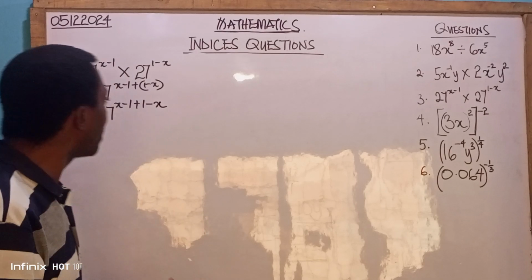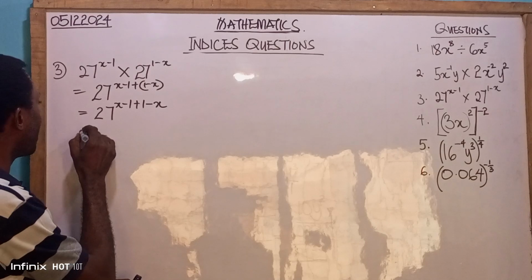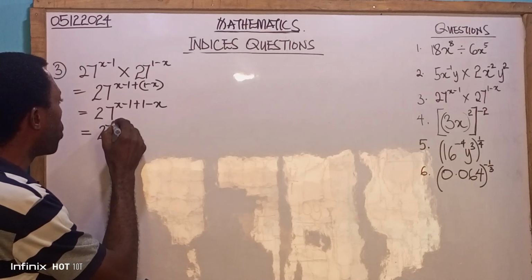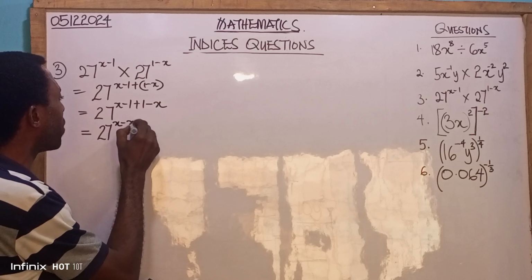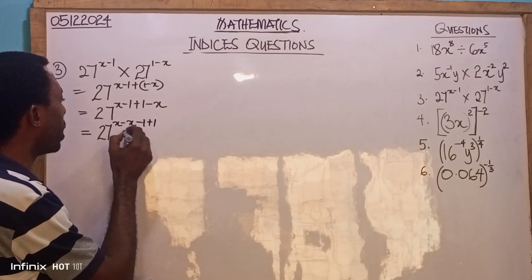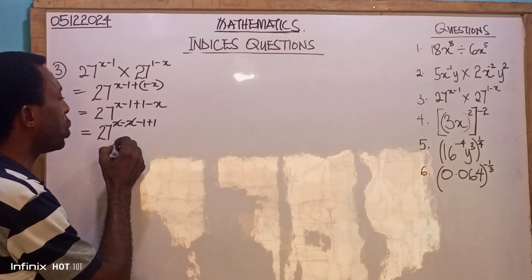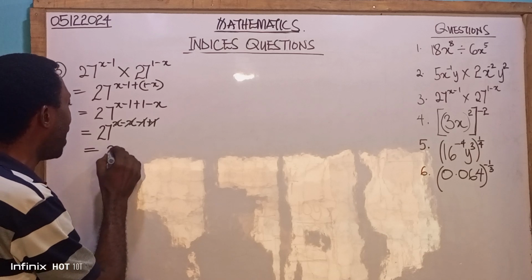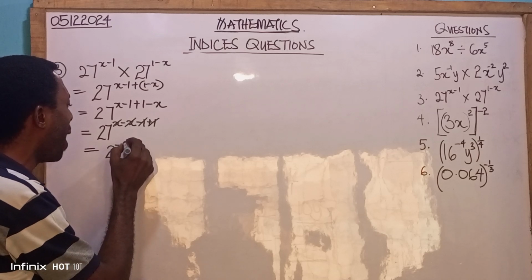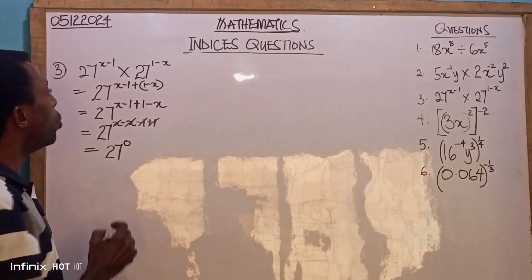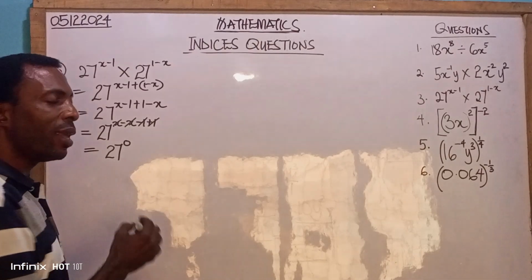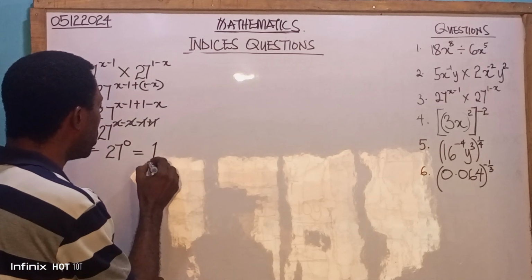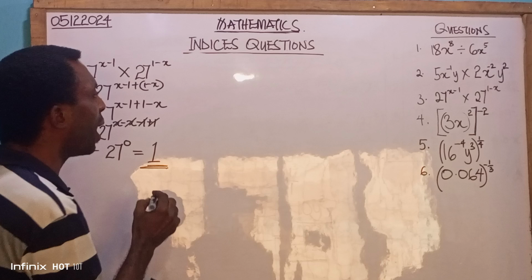Are we getting it now? If you look at it very well, we collect the like terms: 27 raised to power x minus x minus 1 plus 1. So definitely x minus x will cancel each other. Minus 1 plus 1 will cancel each other. That means we are left with nothing except 0. And the rule says anything raised to power 0 is equal to what? Is equal to 1. So 1 remains as our final answer.